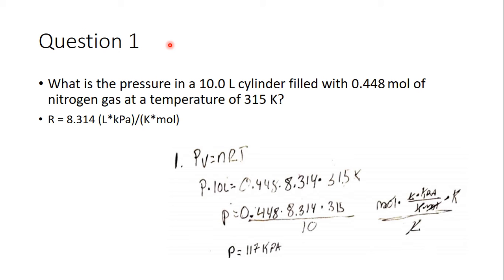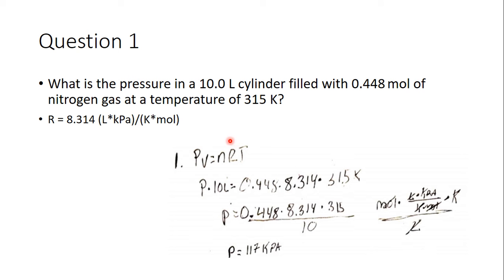Alright, let's get started. So our first question: what is the pressure in a 10-liter cylinder filled with 0.448 moles of nitrogen gas at a temperature of 315 Kelvin? Now, the whole theme for our lecture today is the ideal gas law, and the ideal gas law I have written here. The pressure of a gas times the volume of a gas equals the number of moles of a gas, that's n, multiplied by R, a gas constant that will always be given to you, multiplied by T.